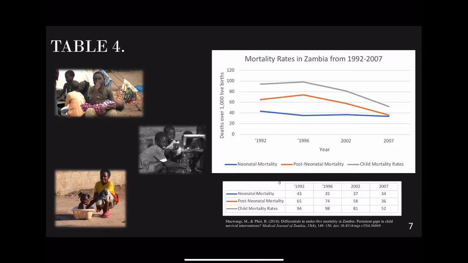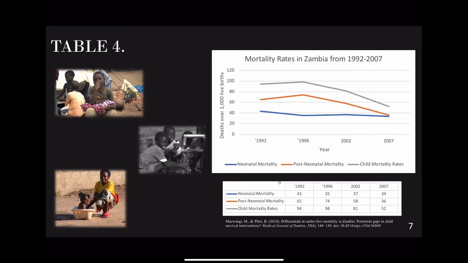Table 4. In Table 4, we see the distribution of mortality rates between neonatal, postnatal, and child mortality for every 1,000 live births. Neonatal is described as the first 28 days of life, while postnatal is the range between 28 days and 12 months, and child mortality is the range of 12 months to 59 months. Generally, as the years go by, the rates decrease. This graph shows us that regardless of the year, whether it be 1992, 1996, 2002, or 2007, child mortality rates are always the highest. This once again supports the idea that lead in the soil is causing lead poisoning.